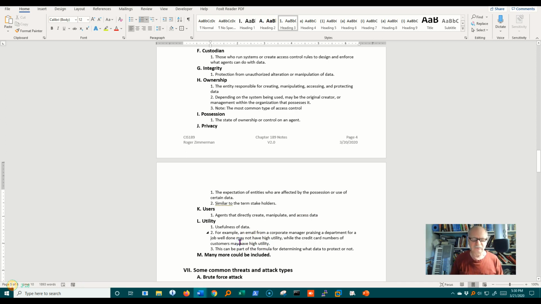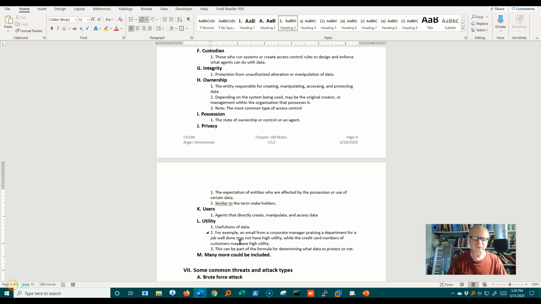And so I don't really need to worry about protecting that email from that manager saying, hey, you all did a good job. But I do need to worry about protection of credit card numbers of my customers. And so that utility becomes part of the formula for what we protect and what we don't protect. How important is that information?